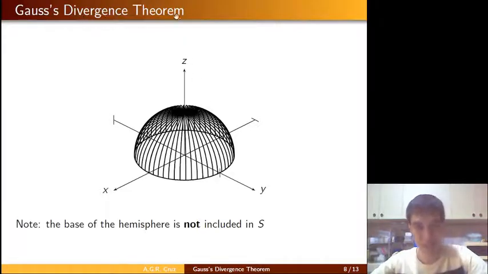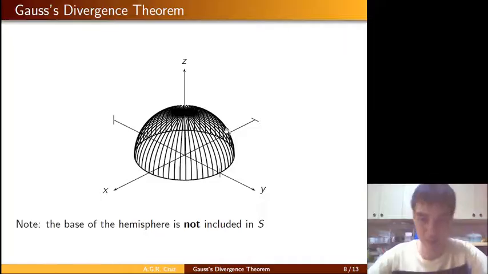Kasi itong divergence theorem only applies kapag yung surface in consideration is a closed surface. In other words, dapat nag-enclose siya ng isang solid, no? And in this particular setting, dahil wala doon sa surface yung base natin, it doesn't enclose a solid, no? So how do you circumvent that? We will do the following.